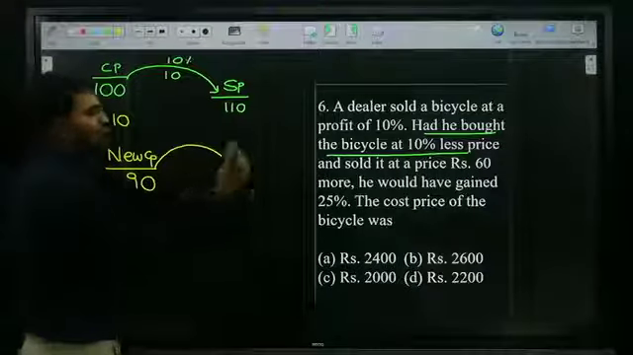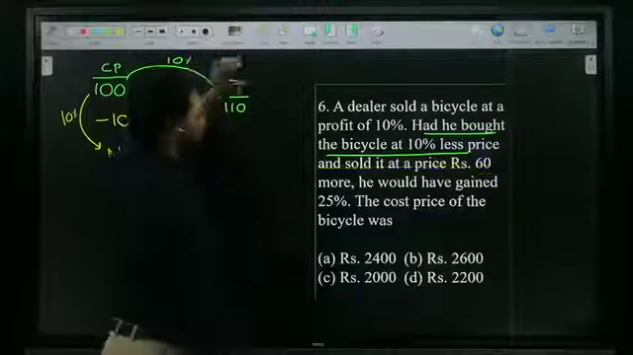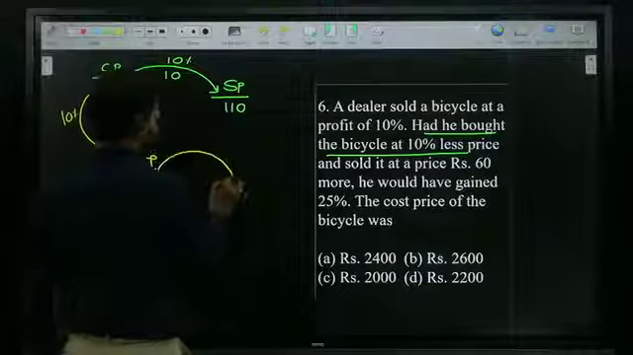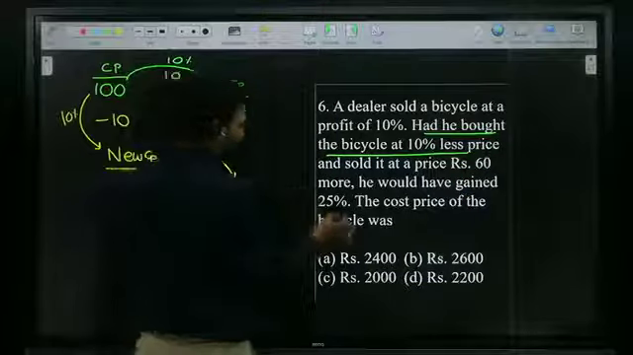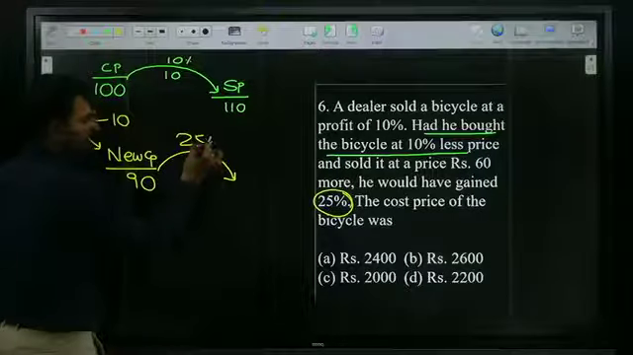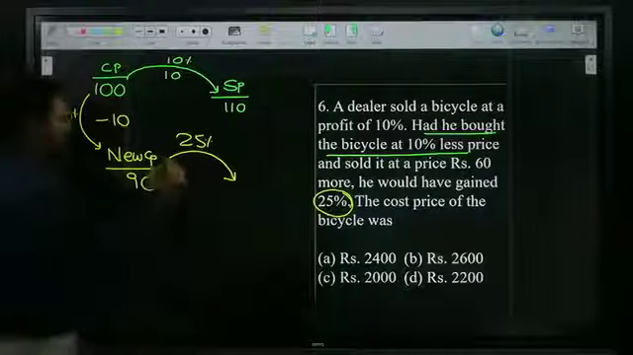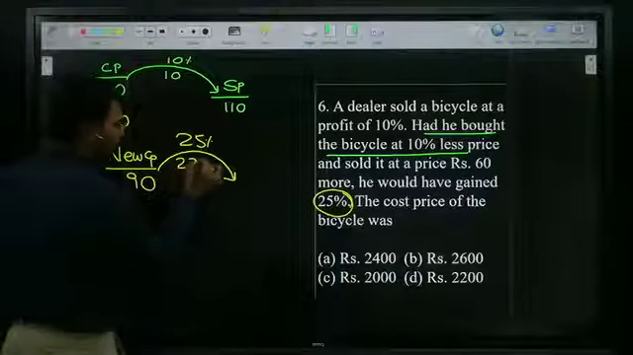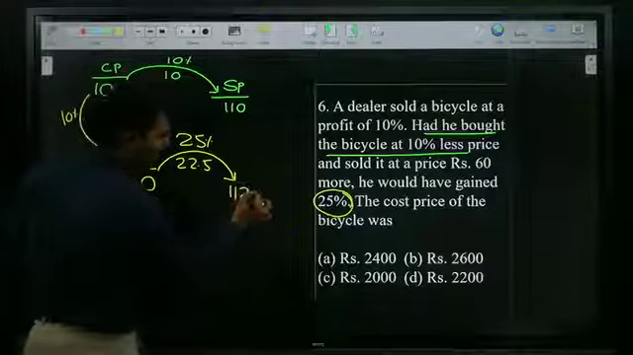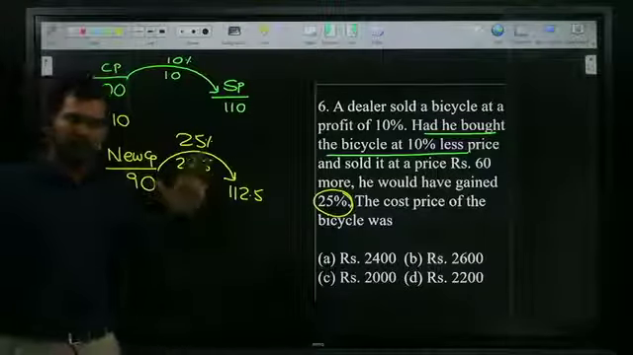Whenever he is selling 60 rupees more, how much profit is he getting? He is getting 25% profit. So 25% of 90: half of 90 is 45, half of 45 is 22.5. So it becomes 112.5.